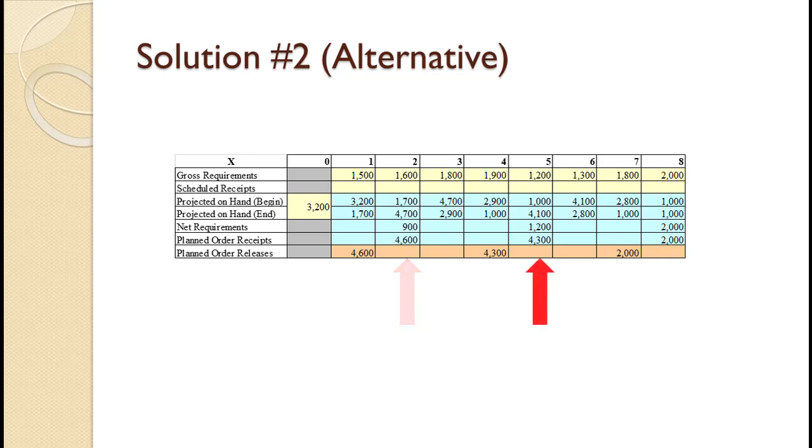Periods 3 and 4 have adequate inventory. In period 5, the net requirements are 1,200. To meet that, we order 1,200 plus 1,300 plus 1,800 equals 4,300. Periods 6 and 7 have adequate inventory. In period 8, net requirements are 2,000. Since periods 9 and 10 are not being planned, we simply order the 2,000 required to meet net requirements.